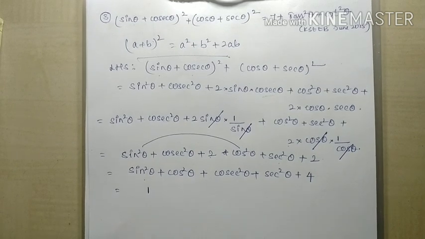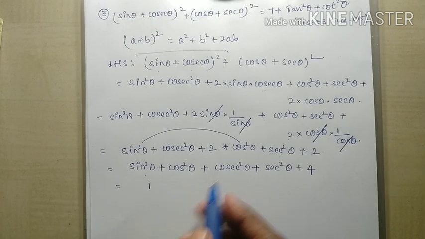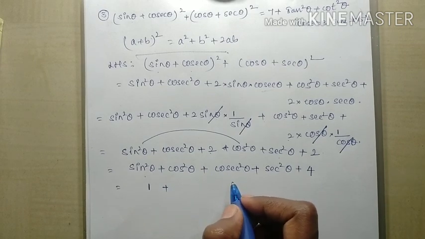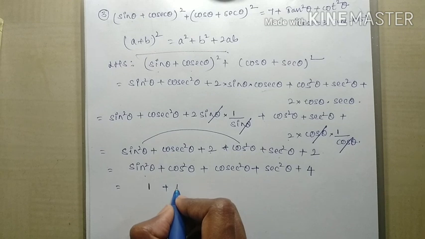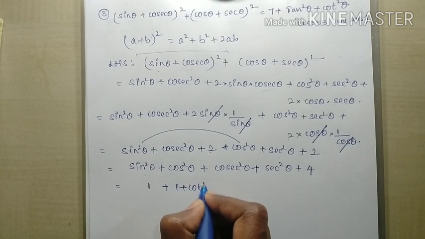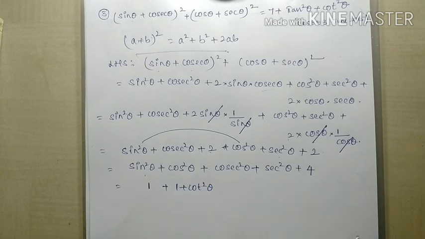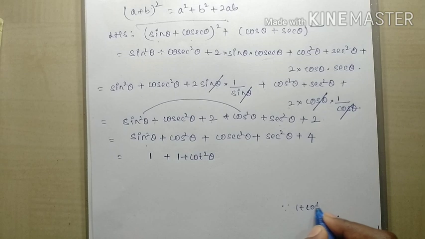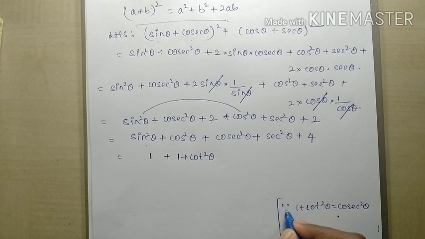So now this is equal to sin square theta plus cos square theta equals 1. That is, we can use the identity. And plus here cosecant square theta is nothing but 1 plus cot square theta. Here I will write it 1 plus cot square theta equals cosecant square theta. We'll use the trigonometric identities.